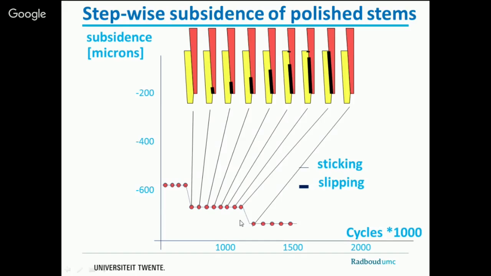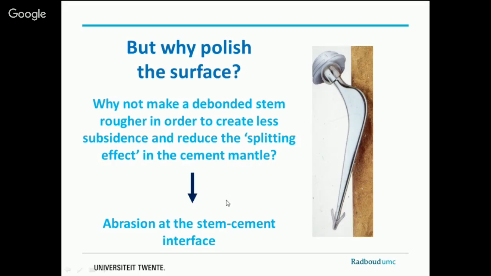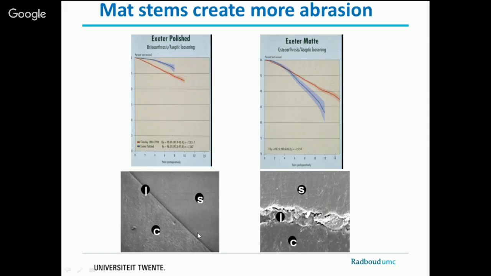And I think also a stem will subside in a stick-slip fashion. And of course, the loads are very variable, so it's more difficult than in our situation where we loaded with a machine and we had a very nice stick-slip phenomenon. Okay, so it's clear that these rough stems abrade the cement mantle.